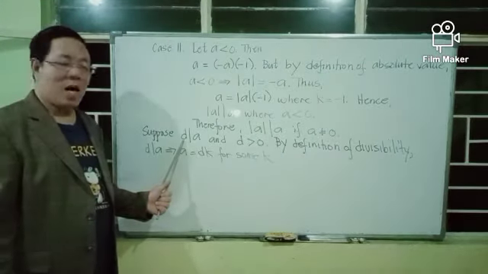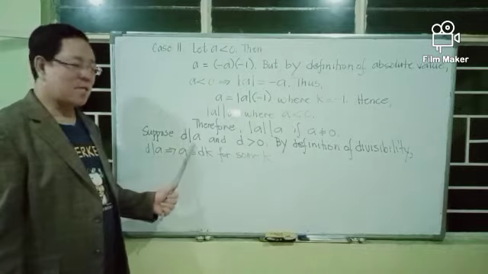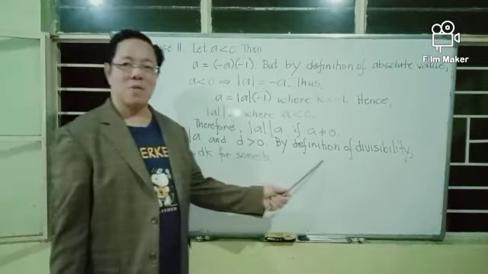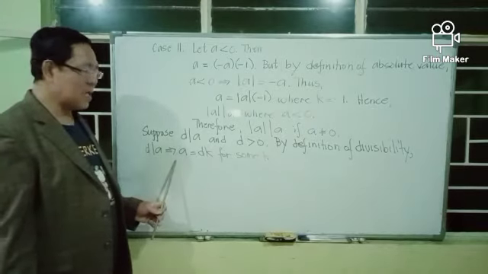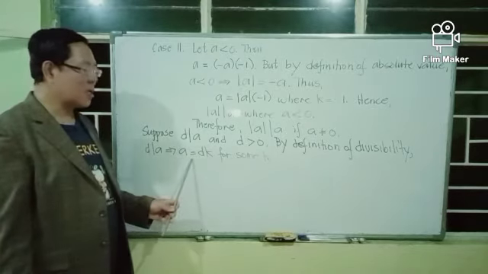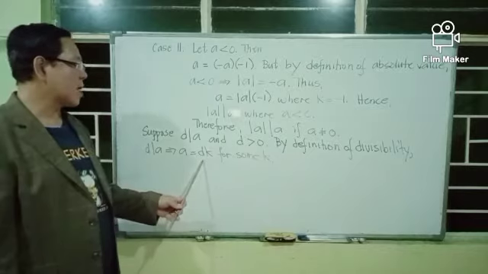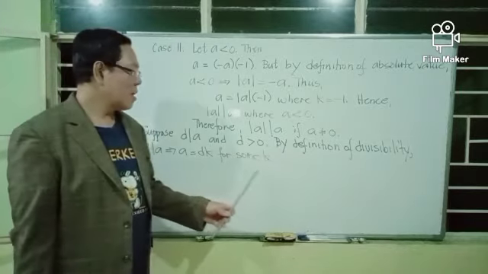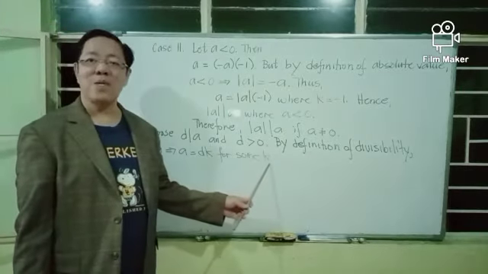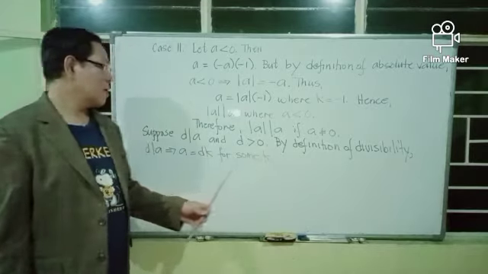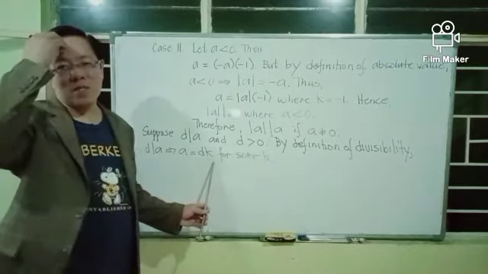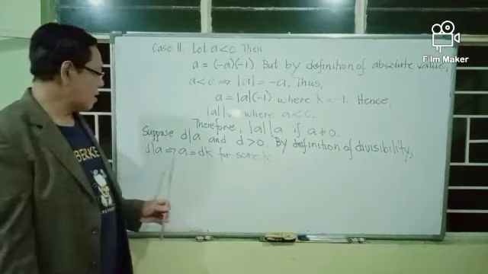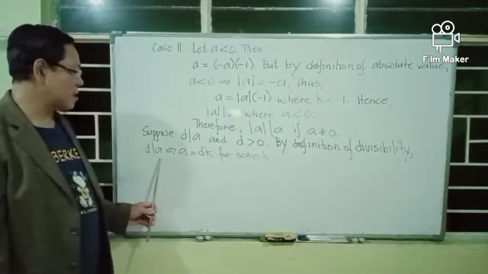This is what we have. We are given d divides a, and to this we apply the definition of divisibility. If d divides a, by the definition of divisibility, a must be equal to d times k for some k. And we are sure that this integer k exists, because this equation must be true: a equals d times some k, because we are given that d divides a.